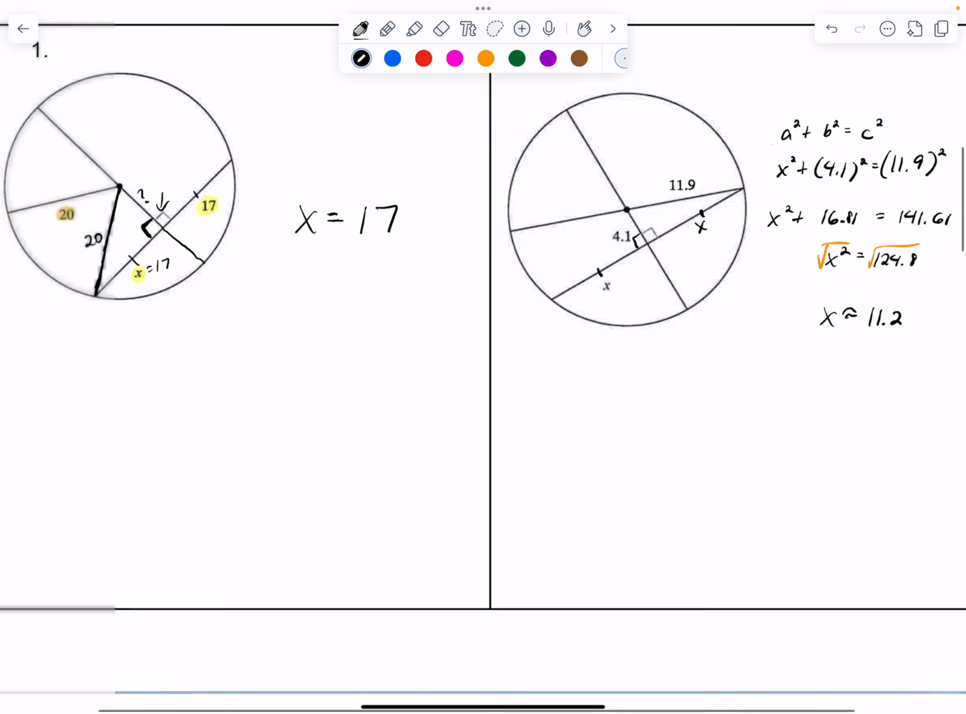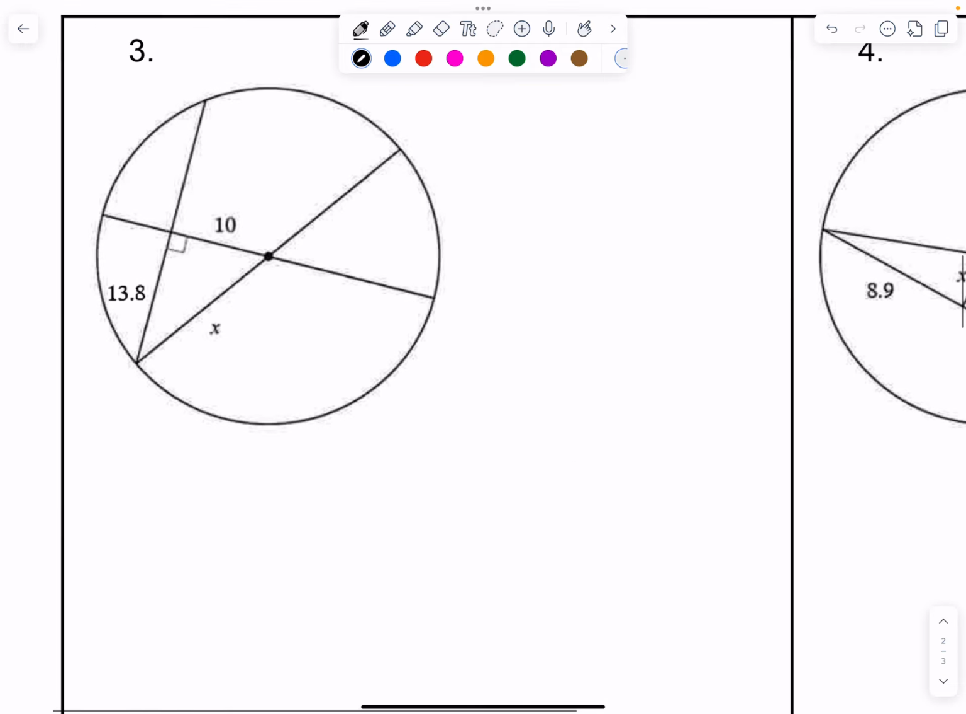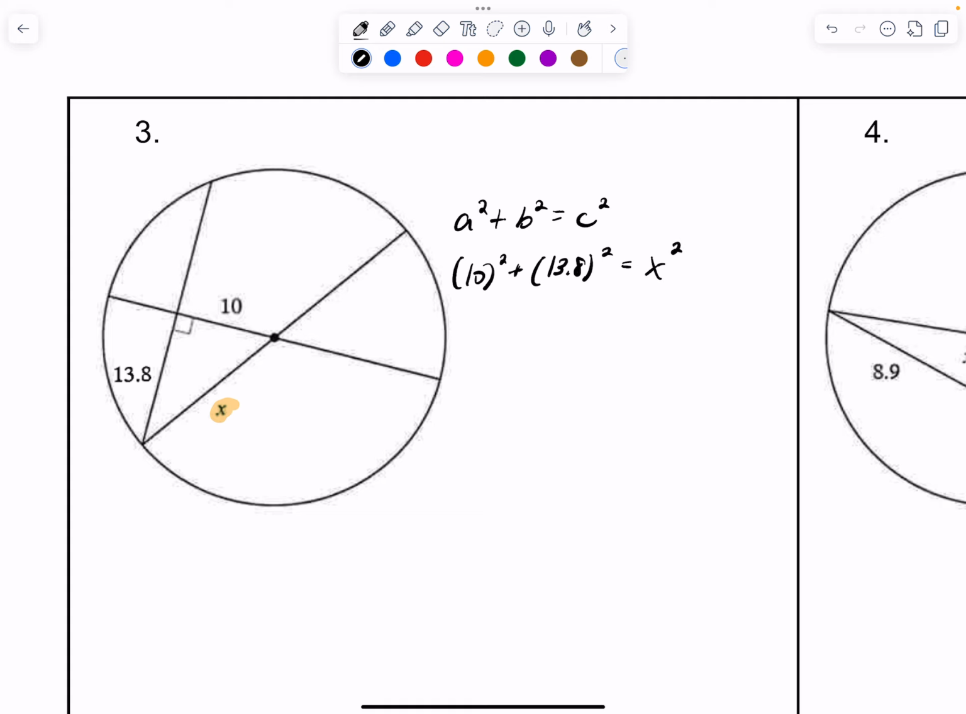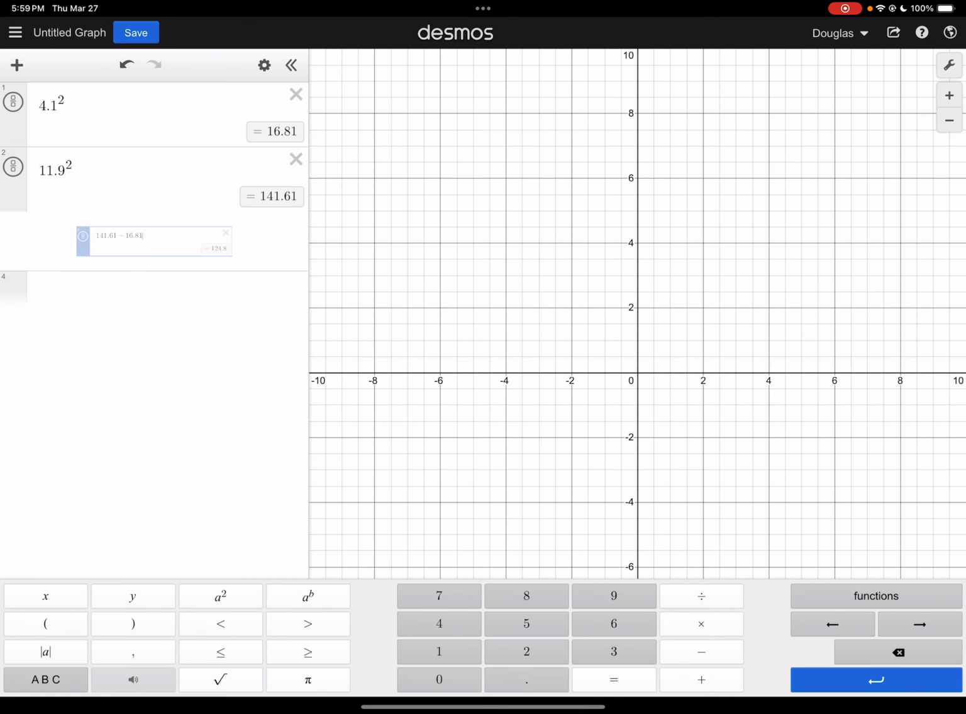Okay, let's try number three. Number three is a very similar type of question to number two, but this time the one we're looking for is actually the hypotenuse. This right here is the hypotenuse. So I'm going to do a squared plus b squared equals c squared, where we have 10 squared plus 13.8 squared equals x squared. I know this one is 100. I don't know 13.8 squared, so we can get that one on the calculator. 13.8 squared.